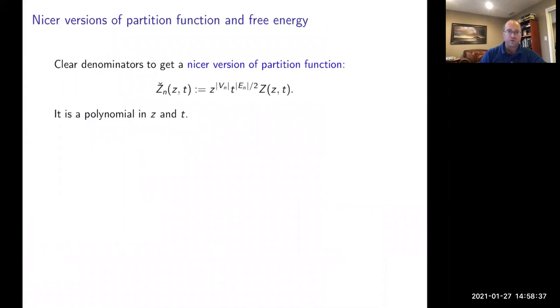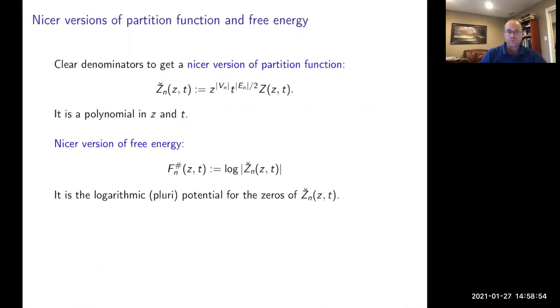This is just a remark. It's a funny notation, but you can clear denominators. If you clear denominators, I make this a Z check, you get an actual polynomial in Z and T. So occasionally I'm going to use that instead of Z, just to have an honest polynomial. And then for the free energy, this is a nicer version: people from physics will probably be horrified, but if I just take the log of the absolute value or modulus of this polynomial, I'm going to call this a nicer version of the free energy. It's just to make things conceptually easier. Studying this is equivalent to studying the actual free energy.